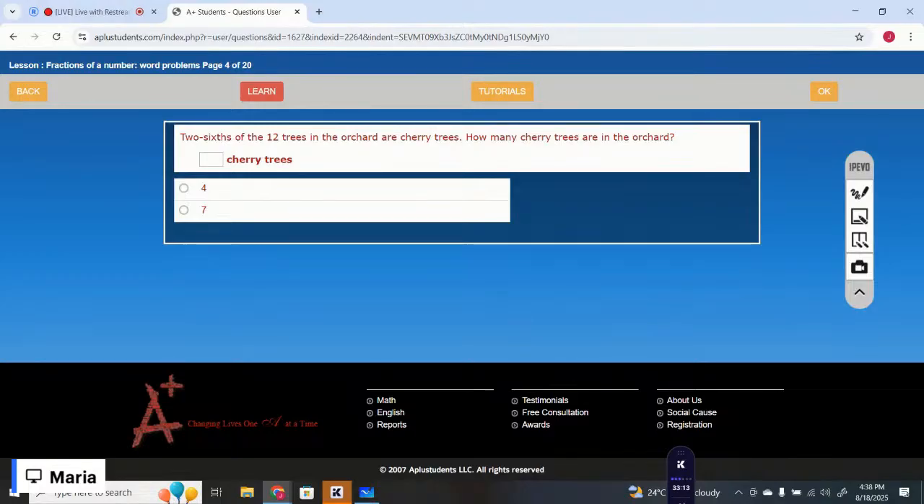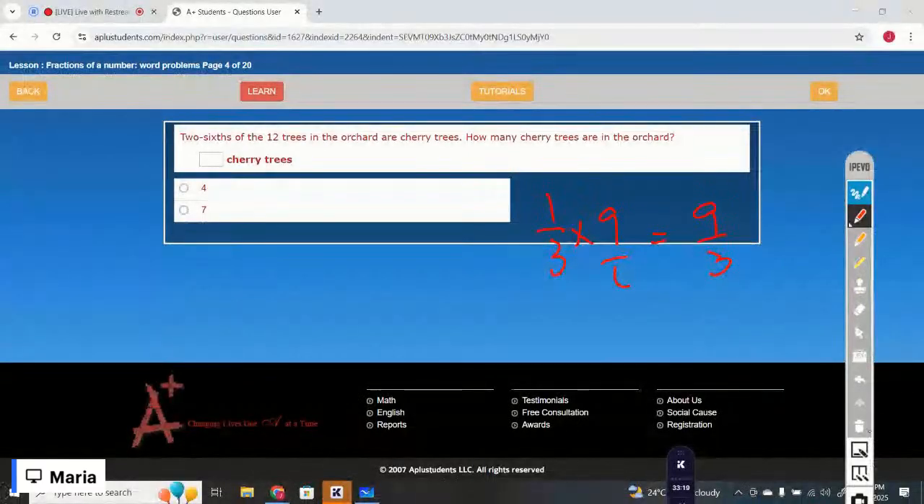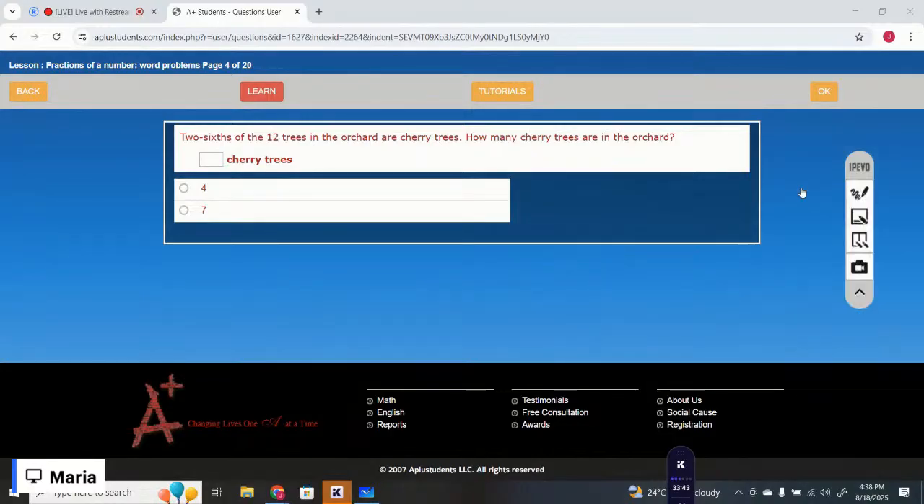Two-sixths of the 12 trees in the orchard are cherry trees. How many cherry trees are in the orchard? So, two-sixths of 12. 12 times 2 is 24 and 6 times 1 is 6. That is 6 times 4 is 24. So the correct option is 4. Option number 1 is the correct option.